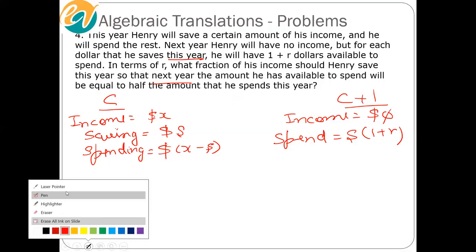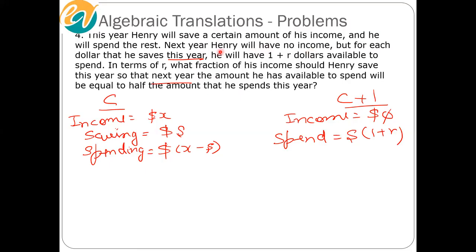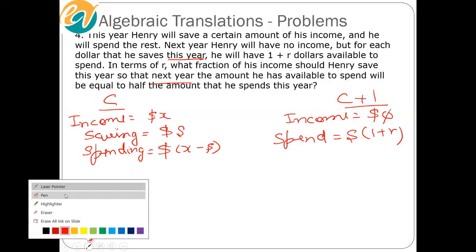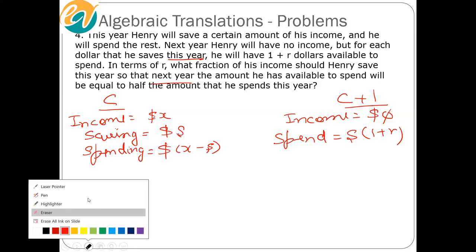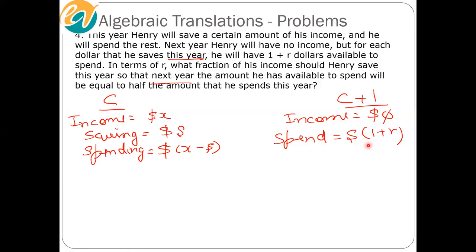For each dollar, I'm hoping you guys get it. For each dollar that he saves, he would have 1 plus R dollars to spend. So it can be done in a unitary method, by the way. For $1 that he saves, he would have 1 plus R dollars to spend. So now since he has saved S dollars, he would have S into 1 plus R dollars to spend next year. So this is the total amount that he has available for spending.